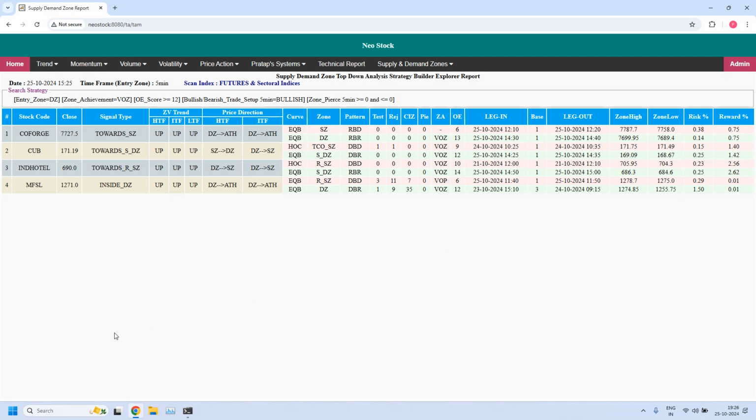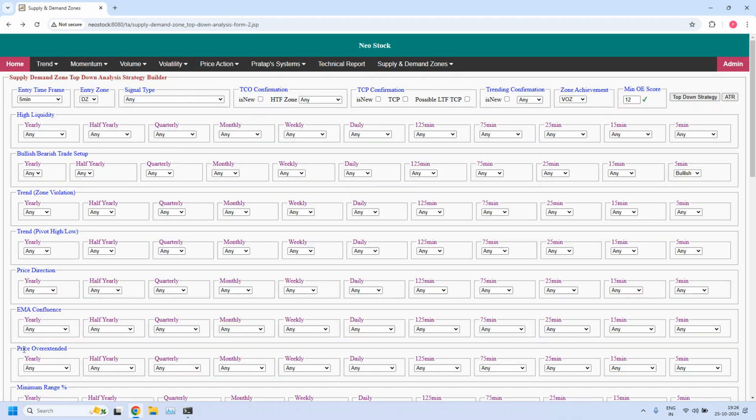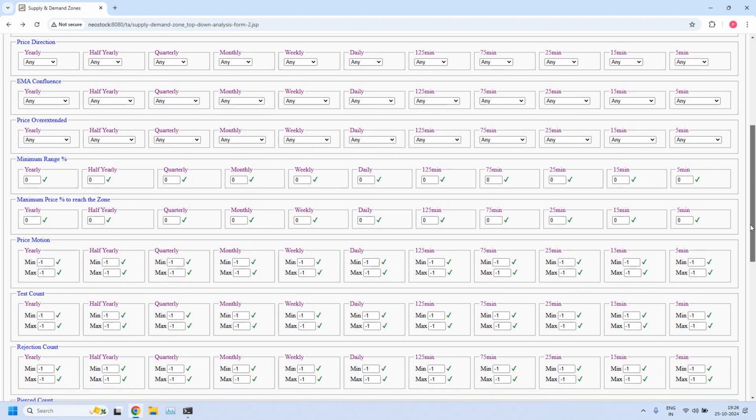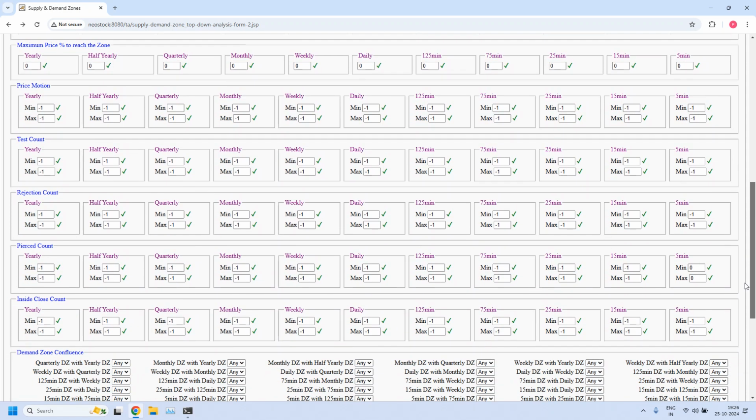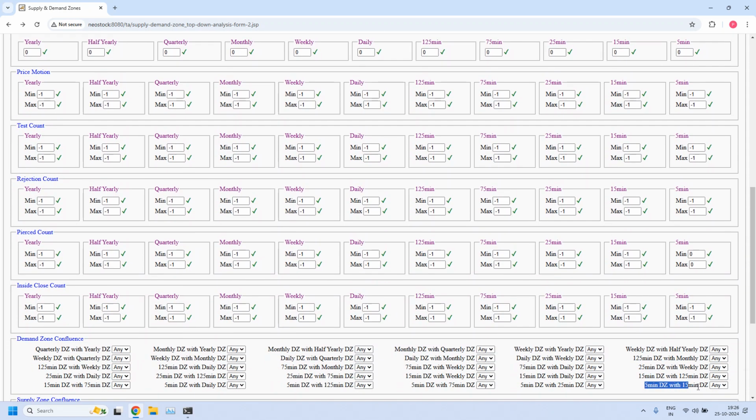Currently 4 stocks are filtered. These 4 stocks are supporting bullish trade setup for hourly income trade. Now let's verify whether any of these stocks are having ITF confluence. So in the 5 minutes demand zone with 15 minutes demand zone confluence, I am enabling the filter.